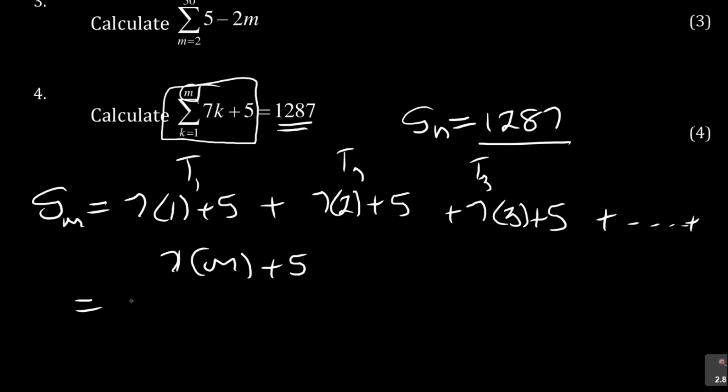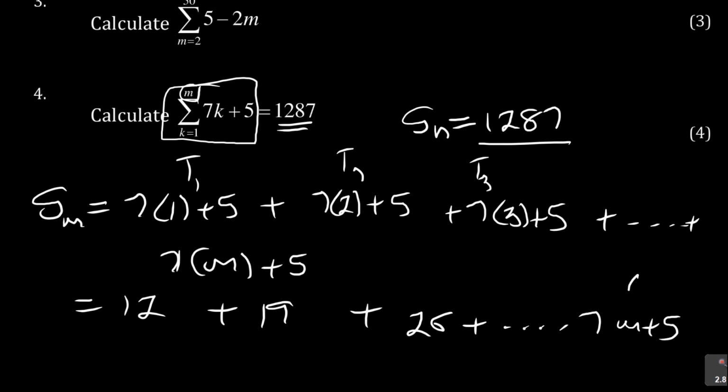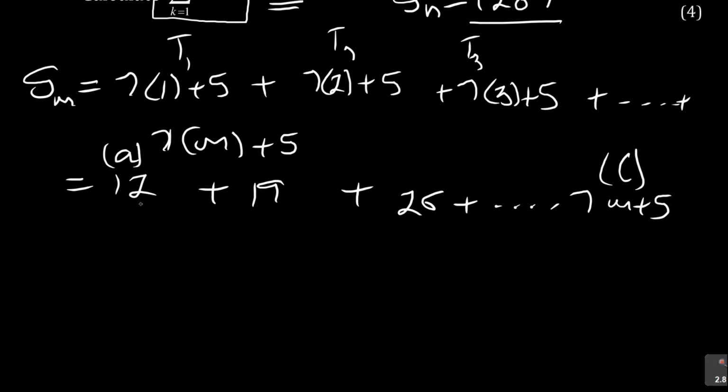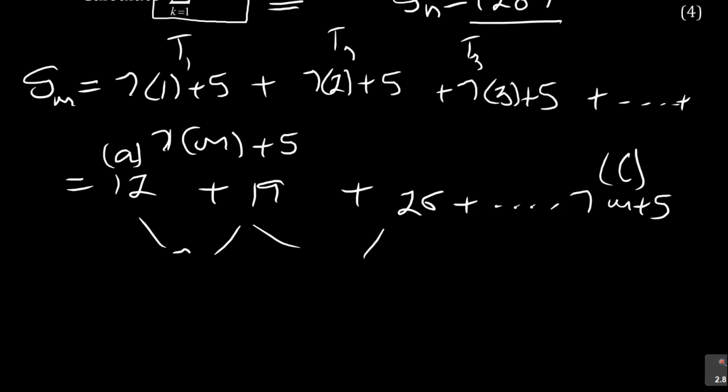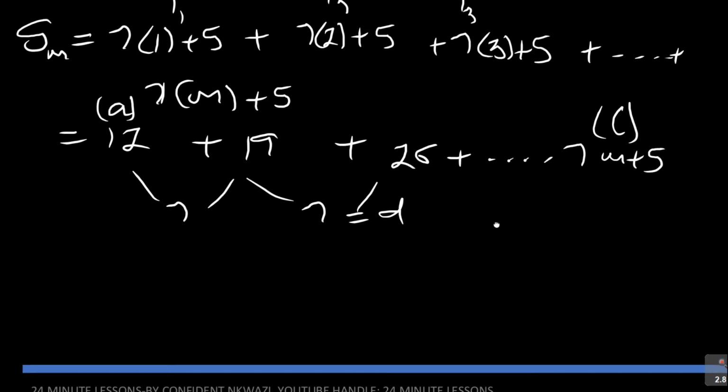7 plus 5, I think this is 12, plus 7 times 2 is 14, plus 5 is 19, plus 7 times 3, which is 21, plus 5, it's 26, plus and so on, up to 7m plus 5. You can simplify that. This becomes your last term, and this becomes your first term, your a. When you have done that, it's up to you how you want to go about it. But first of all is to check your common difference: 19 minus 12 as well as 26 minus 19. Check that it is giving you a constant number. 19 minus 12 is 7, as well as 26 minus 19 is 7. So you see that this 7 is my common difference. Then it's up to me how I want to go about it.